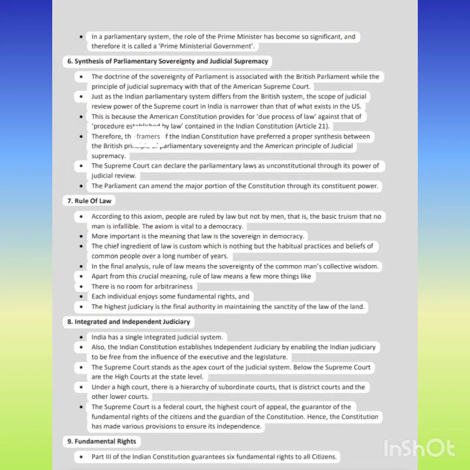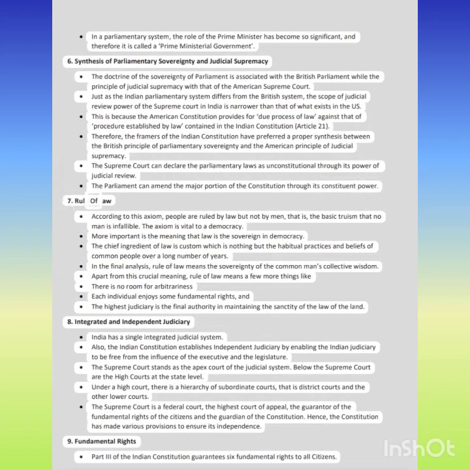Therefore, the framers of the Indian Constitution have preferred a proper synthesis between the British principle of parliamentary sovereignty and the American principle of judicial supremacy. The Supreme Court can declare the parliamentary laws as unconstitutional through its power of judicial review. The Parliament can amend the major portion of the Constitution through its constituent power.